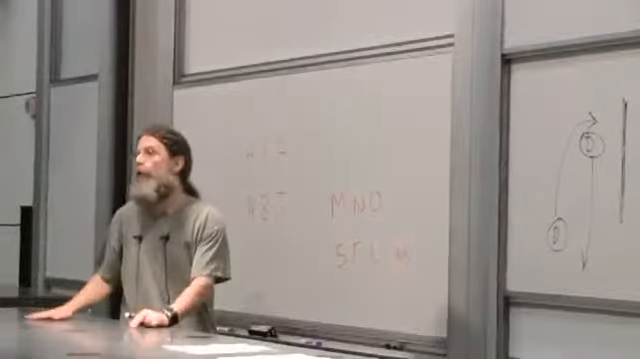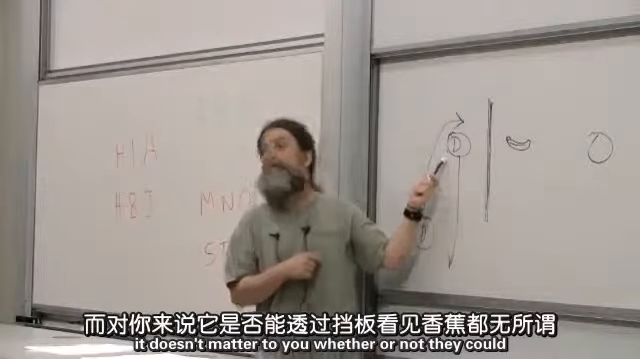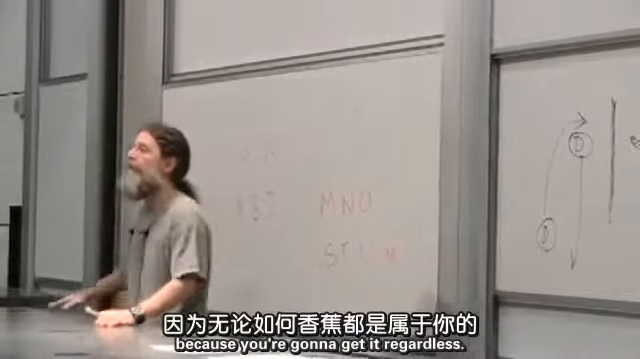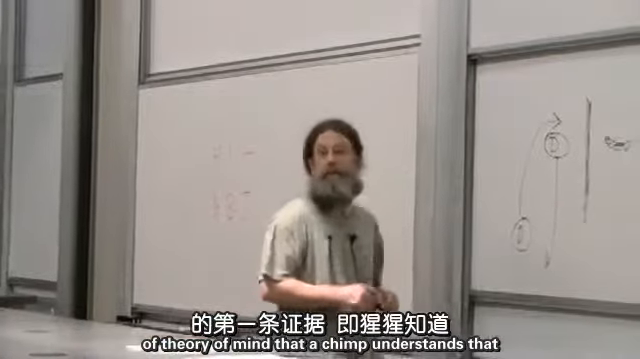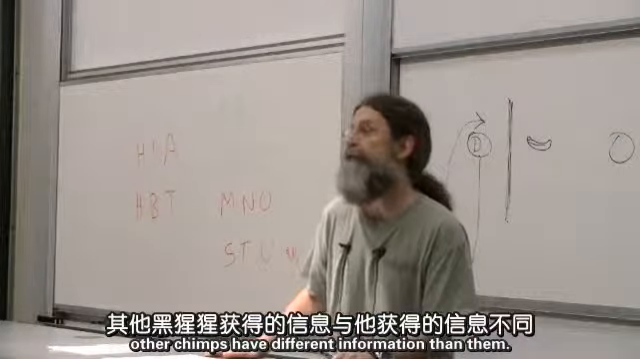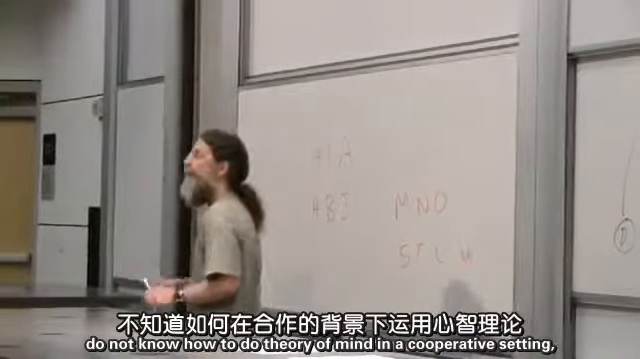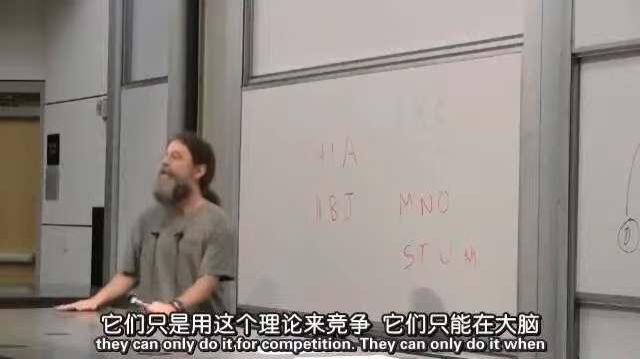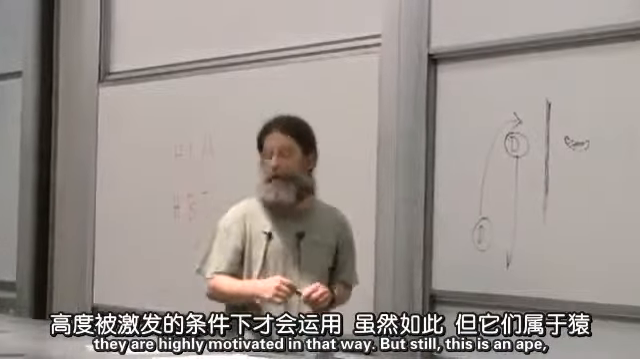Theory of mind. Or now do it with a lower ranking individual, and it doesn't matter to you whether or not they could look through the glass or not. You're going to go for the banana because you're going to get it regardless. The first bits of evidence of theory of mind that a chimp understands that other chimps have different information than them. What the studies since then have shown is that chimps do not know how to do theory of mind in a cooperative setting. They can only do it for competition. They can only do it when they are highly motivated in that way.